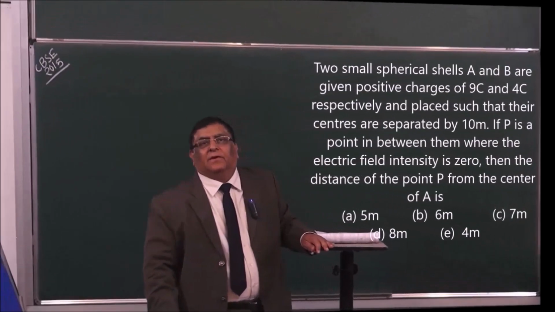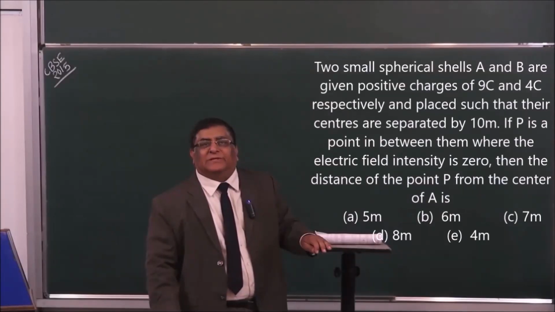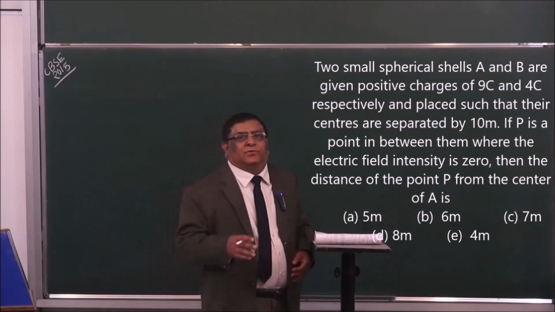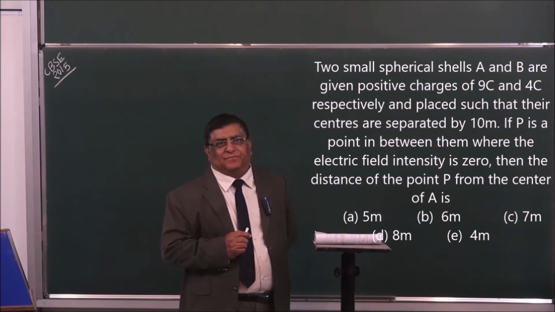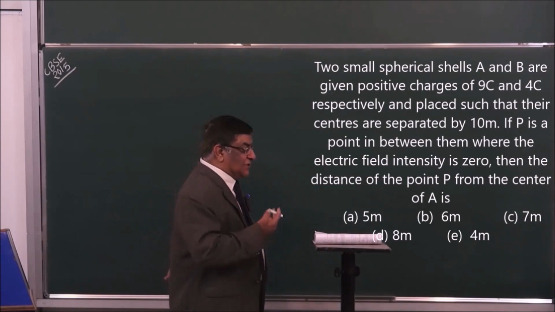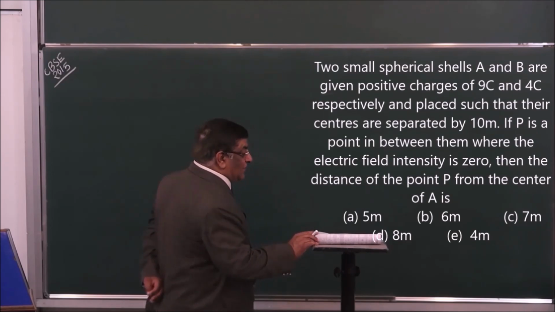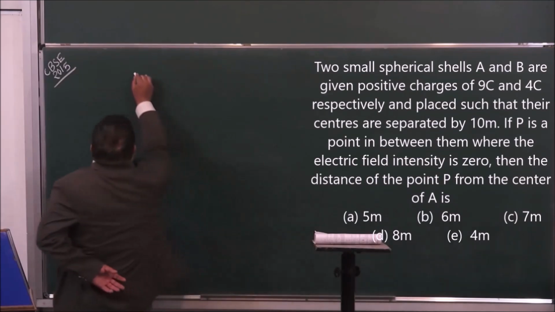We are doing pre-medical examination competitive exam questions which were asked in 2015. So we are doing the second part of electrostatics. The next question you are seeing is: two small spherical shells A and B are given positive charges of 9 coulomb and 4 coulomb respectively.